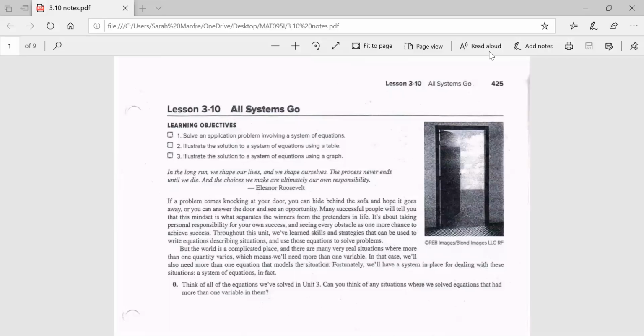All right, everyone. So this is lesson 310, and this is all about systems of equations. When we have systems of equations, we are going to be talking about two equations that we're going to be working with together. We're going to solve them graphically, and we are also going to solve them algebraically. And then we're going to be talking about application problems with them.